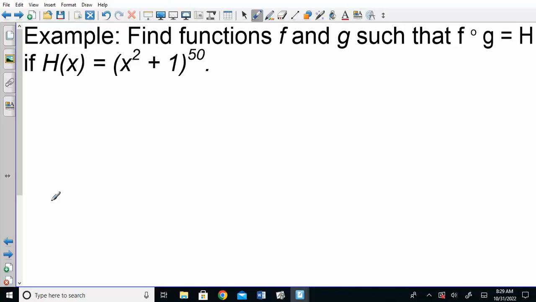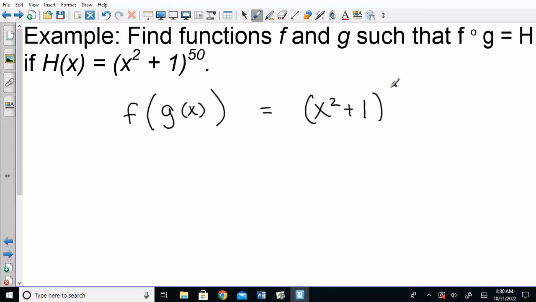I am asking you to work backwards here. Okay? So I want you to find two functions so that f composed with g equals h. So what that means is when I do f of g of x, I got this for my answer. I want to know what the original f and g were.